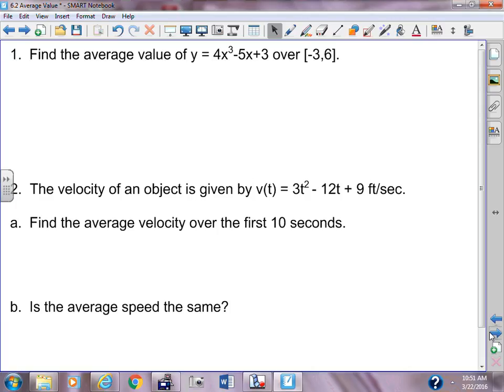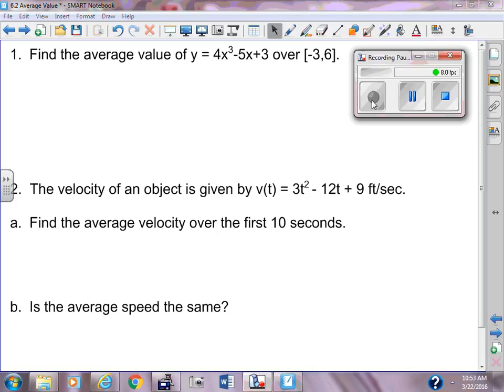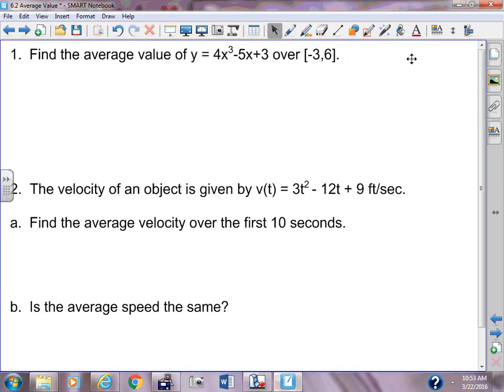All right, now the first example here, this is a much more basic one, but I want you to find the average value of that function over the interval from -3 to +6. All right, guys, now in doing this one, if you are asked to find an average value of this function, first thing you need is a fraction out in front. What is my fraction this time? 1 over 9. Very good.